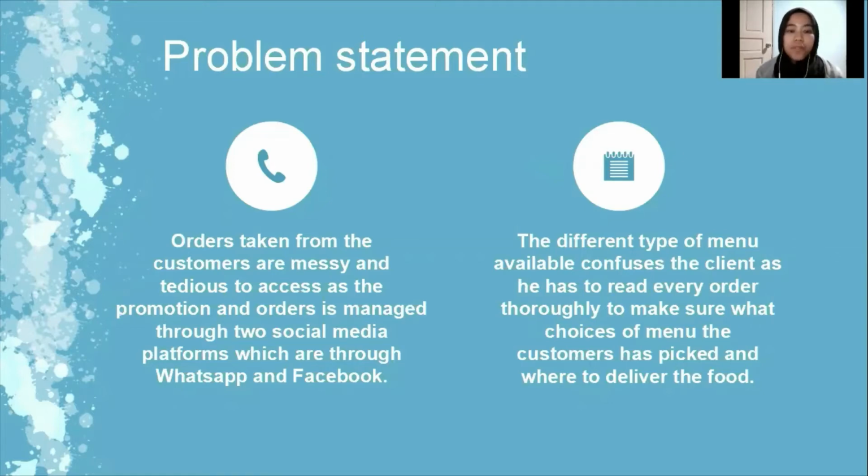Through an interview, the client has stated a few problems encountered while taking the customers' orders. The first one is, orders taken from the customers are messy and tedious to access, as the promotion and orders are managed through 2 social media platforms, which are WhatsApp and Facebook. The next one is, the different types of menu available confuse the client, as he has to read every order thoroughly to make sure what choices of menu the customers have picked and where to deliver the food.